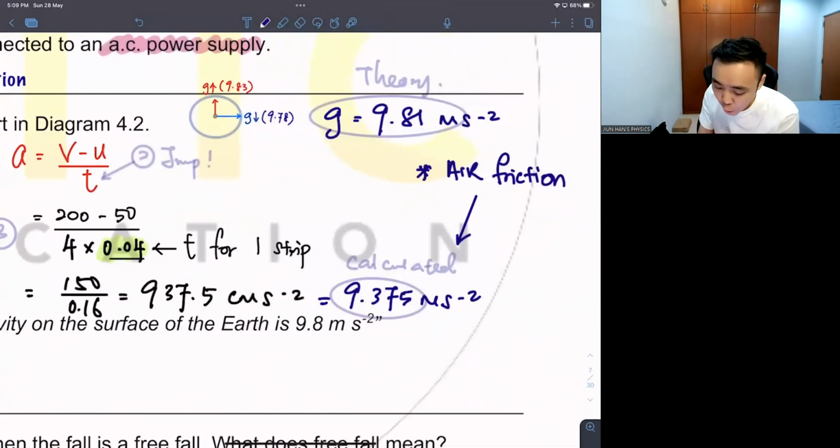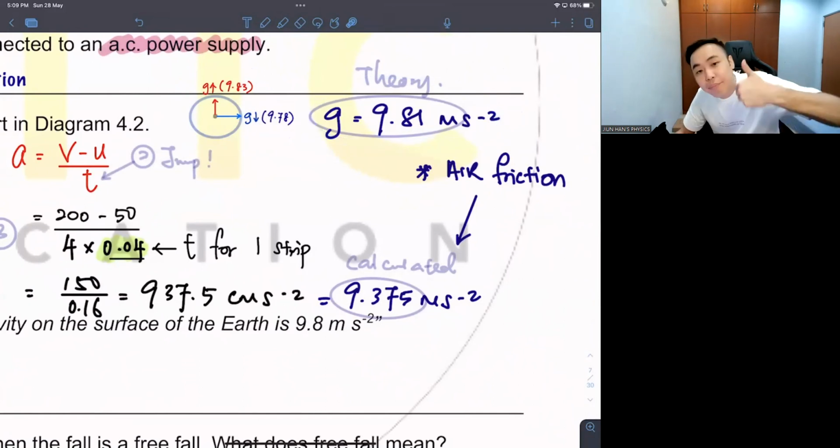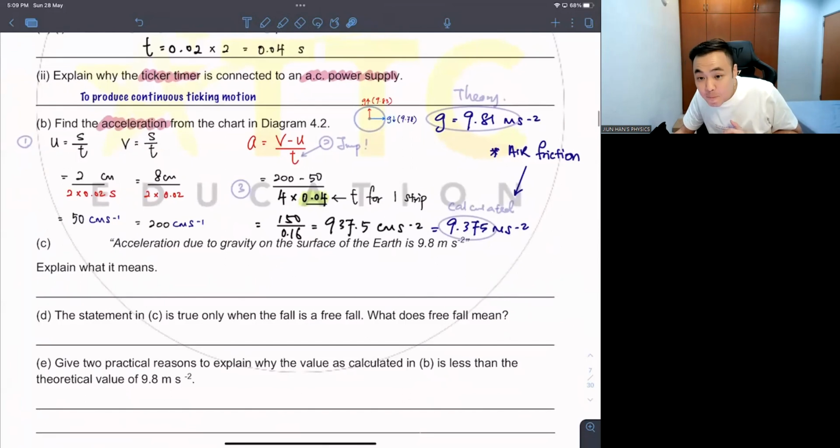This one, no need to memorize. You know it, it's good already. When we do calculations, theoretically, normally in maths, we take this value, 9.81. Are we good? Can we go on? Anything else you'd like to ask?